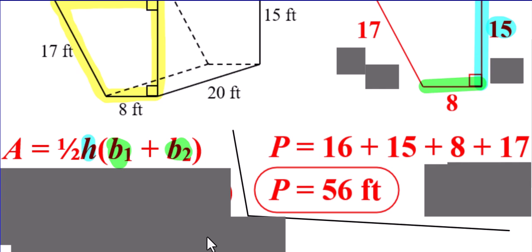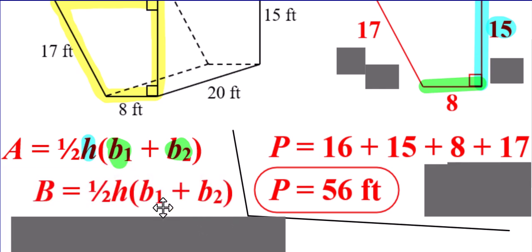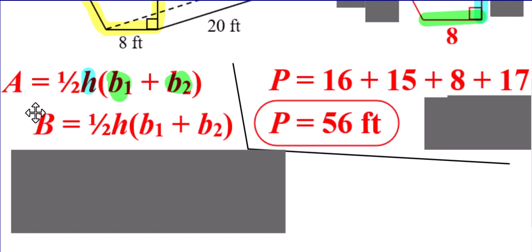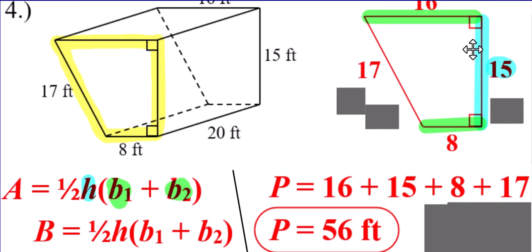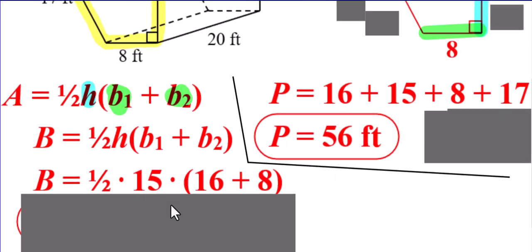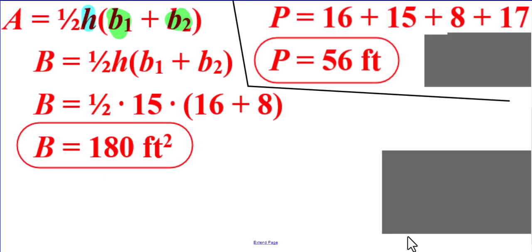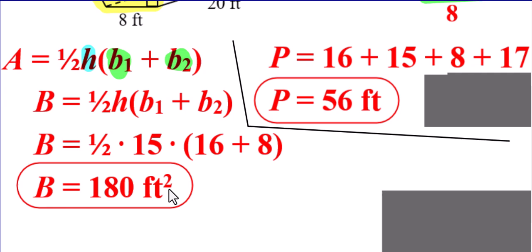All right, so formula, substitute, solve. Let's take a look at your substitution. That's right. I forgot I changed capital A to capital B. I don't know if you really have to show that, but here's your substitution. 15, we already said, was the height, and the parallel sides, 16 and 8, were your bases. All right, using your calculator, you're going to get 180 square feet. Please make sure you have the little 2 on the corner.